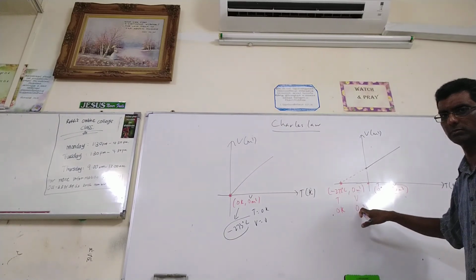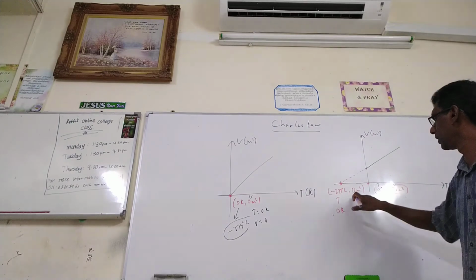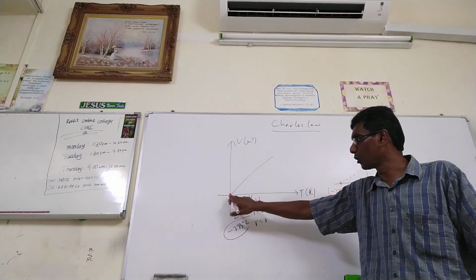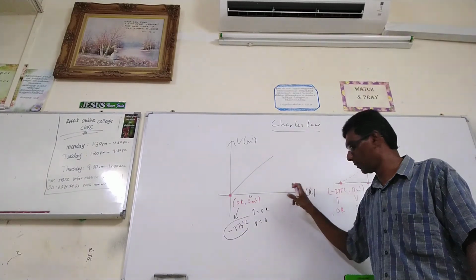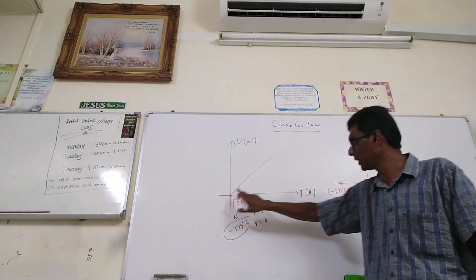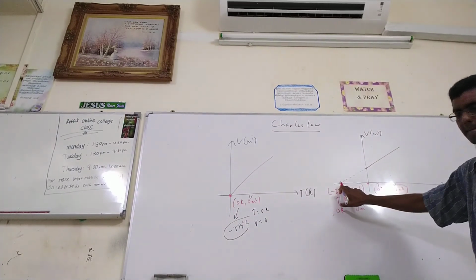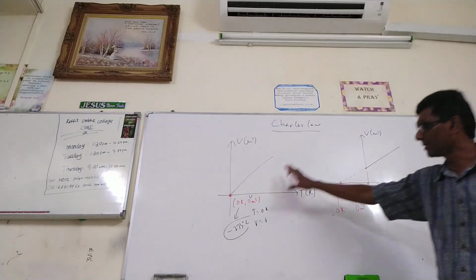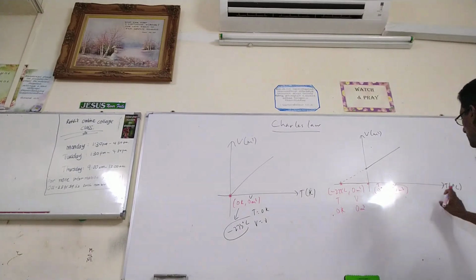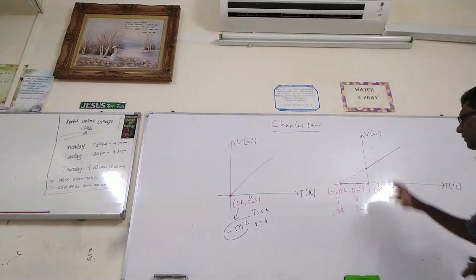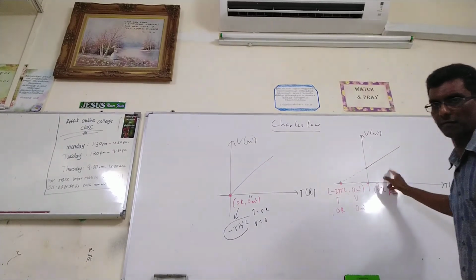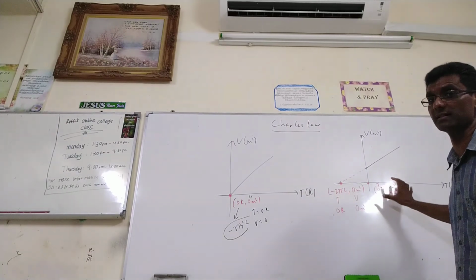Can you understand, sir? The volume becomes 0. So this point is the same origin point of the Charles law graph in Kelvin. Same graph, same point. The difference is that in one graph temperature is measured in Kelvin, and in this graph temperature is measured in Celsius. But this graph is practical. On Earth, we use this graph because temperature is measured in Celsius.